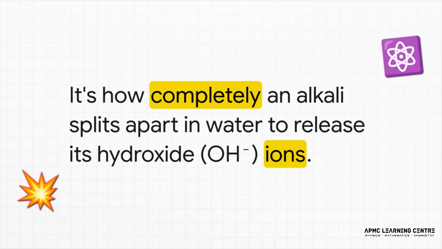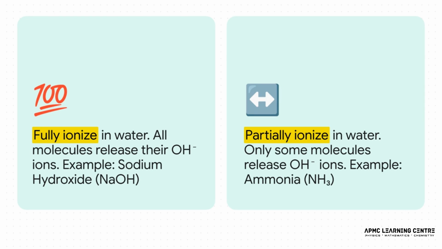Simple as that. And this chart really lays it all out. On one side, you have your strong alkalis, like sodium hydroxide. They ionize fully. That means every single molecule dissolves and pops off a hydroxide ion. Every single one.